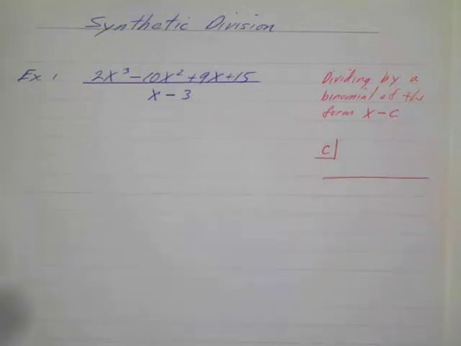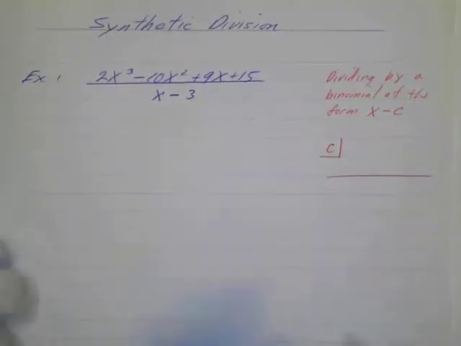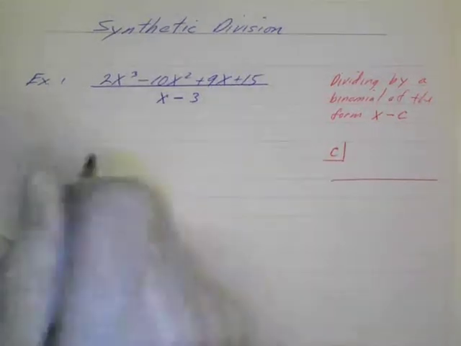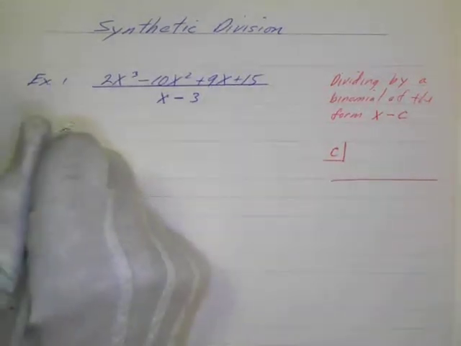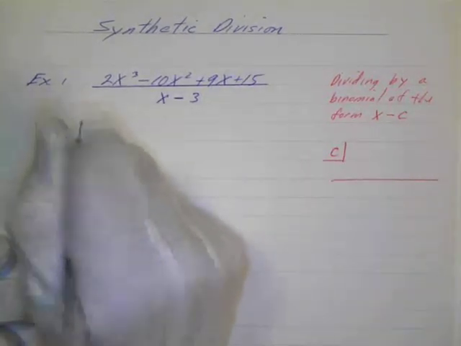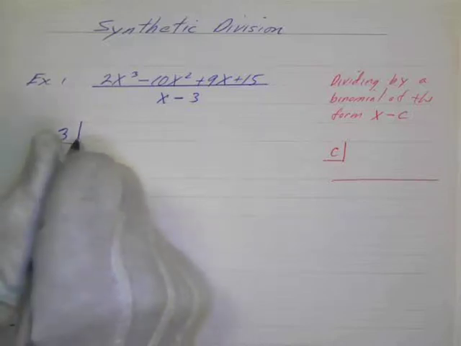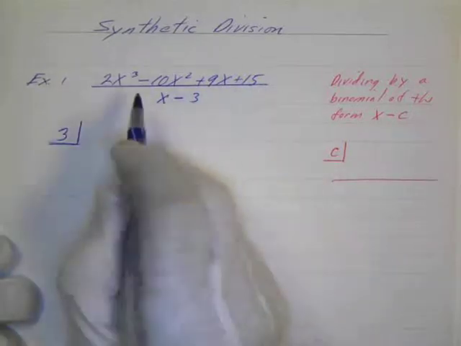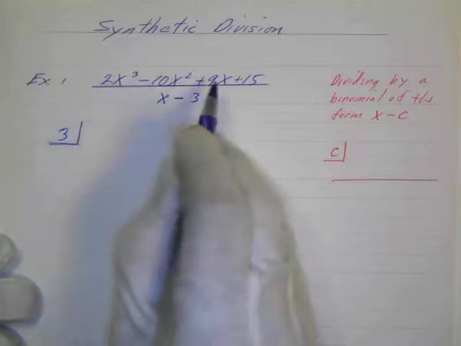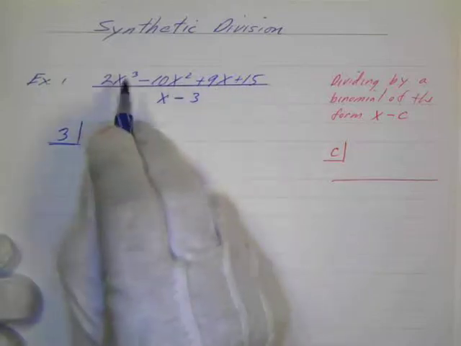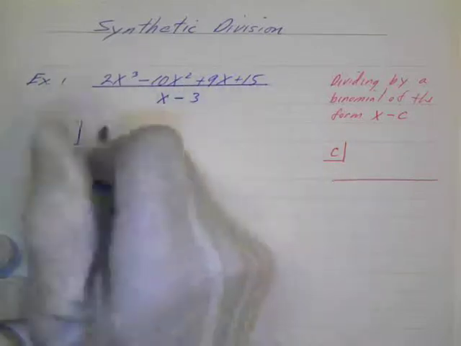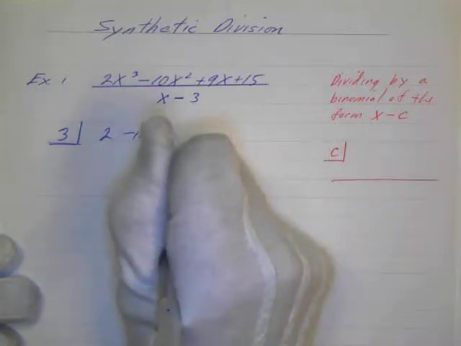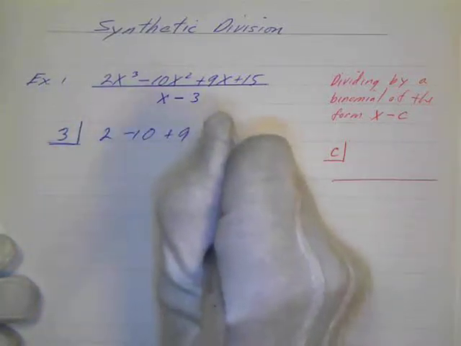So first of all, it's a real simple process. What we do is we just write the c. In this case, it's going to be x minus 3, so my c will be 3, so I'll put 3 over here. Then you can make a little corner like this. Sometimes they do it like this. And then you'll just write the coefficients of all the terms, and make sure that we have placeholders in case we're missing descending powers, but we aren't here because we've got 3, 2, 1, 0. So 2, negative 10, plus 9, plus 15.